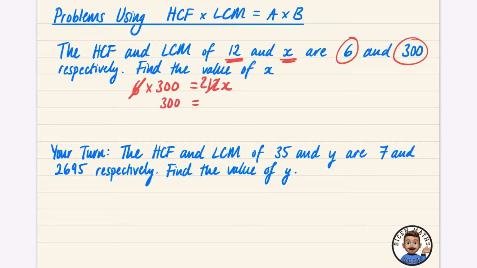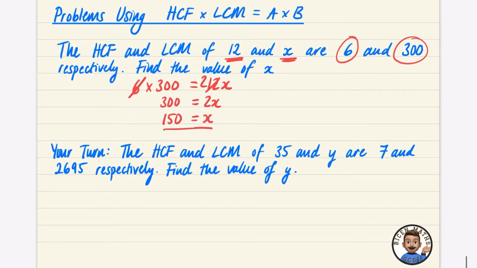So 300 is equal to 2x. I'm then going to halve both sides, so I get that 150 is equal to x. So the value of x is 150. So that means our two original numbers were 12 and 150.